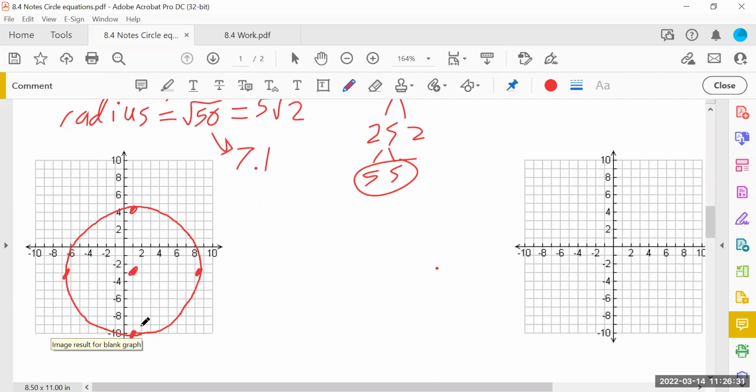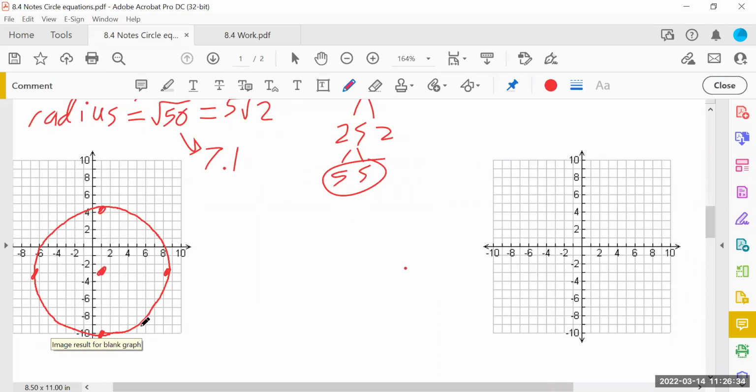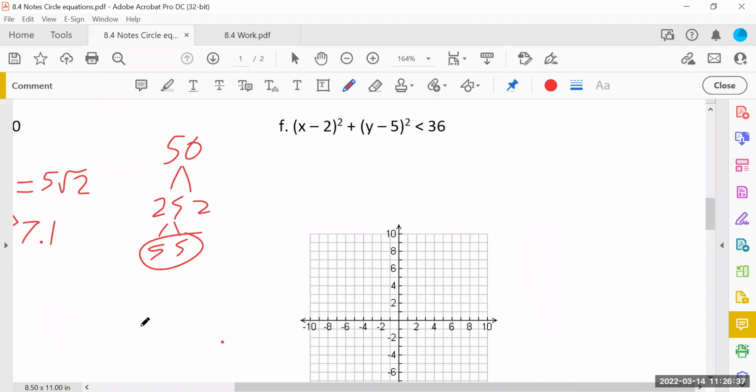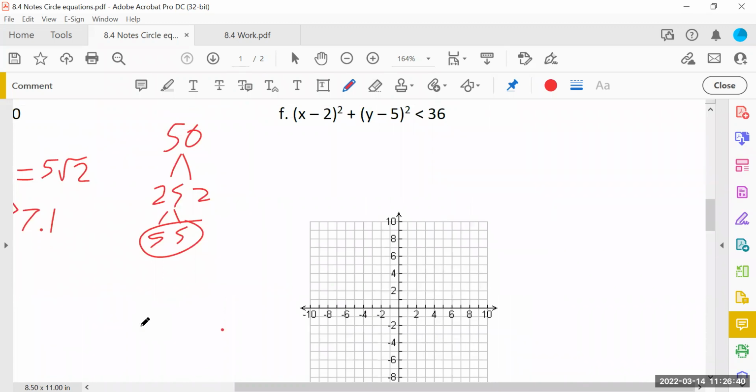I'm going to show you one more. We're not going to do a ton of these, but I want you to see what it looks like. This one's an inequality. You're going to graph it almost the same way. Take that x minus 2 squared, y minus 5 squared, find the center point from that. So it'd be the opposite: +2, +5 for the center. So I'm counting 1, 2, up. 1, 2, 3, 4, 5. There's my center point. My radius is the square root of 36.